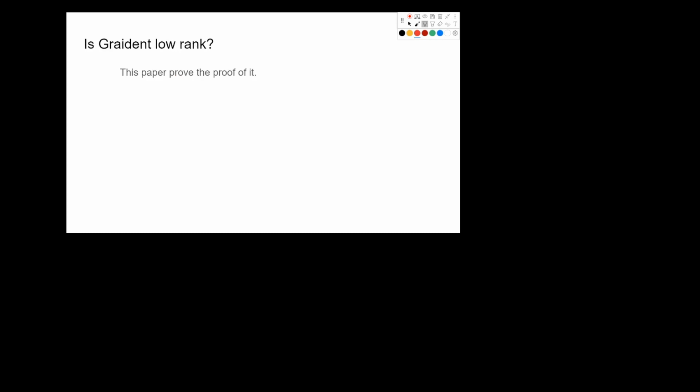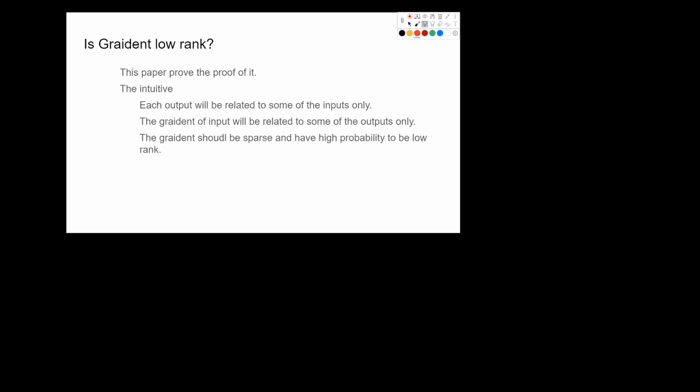But the problem is, is the gradient really low rank? This paper provides some proof of it, but we will skip it for now and go back to this topic later. The intuition is that every output will be related to only some of the inputs, and the gradient of the input will be related to only some of the outputs. So it means that the gradient should be sparse and has a high probability of being low rank.